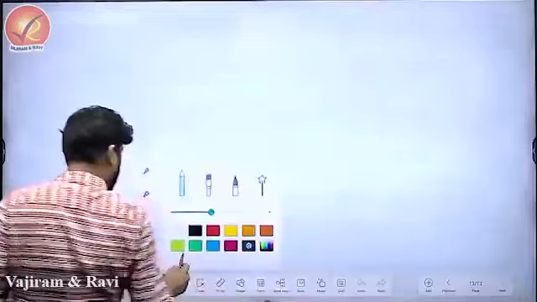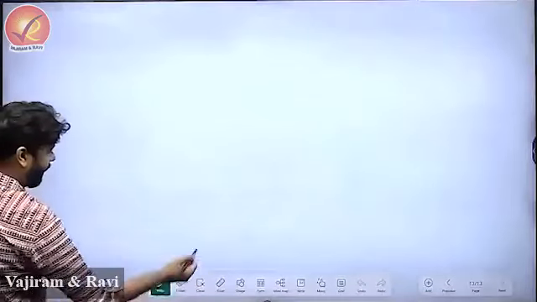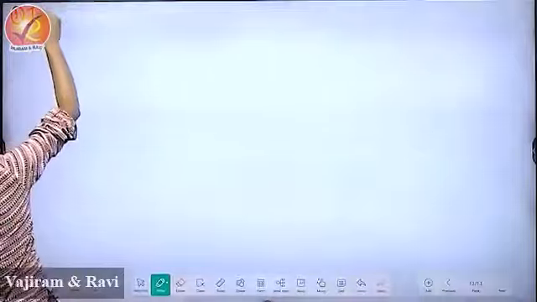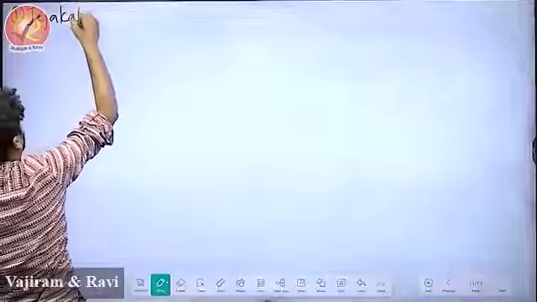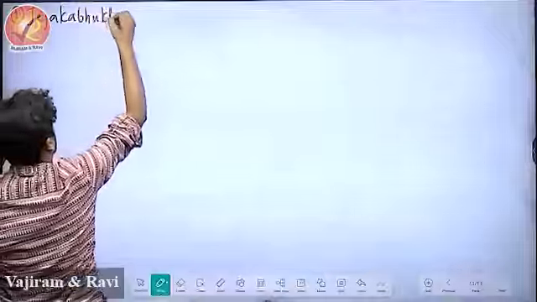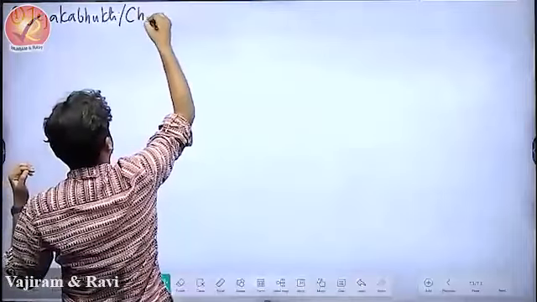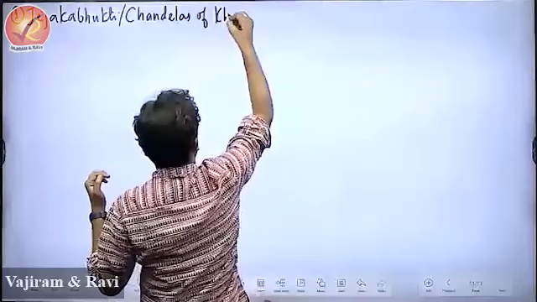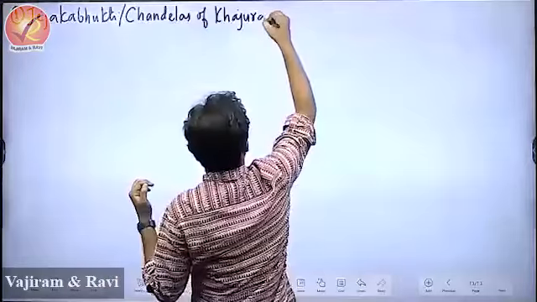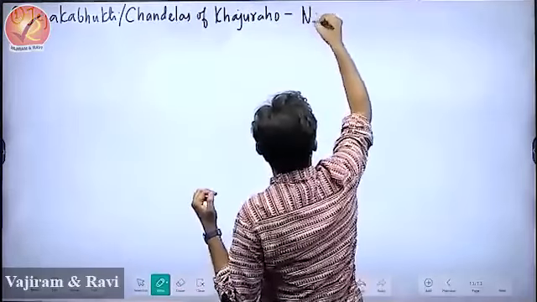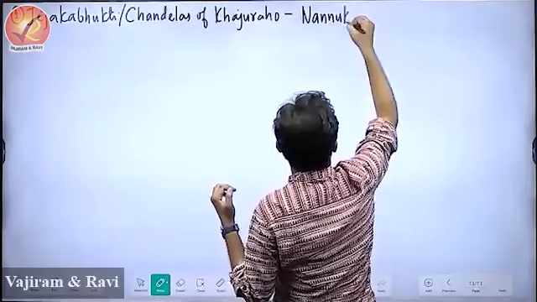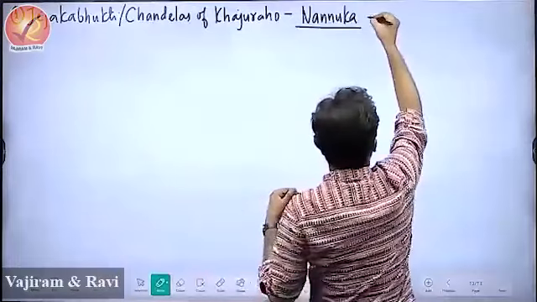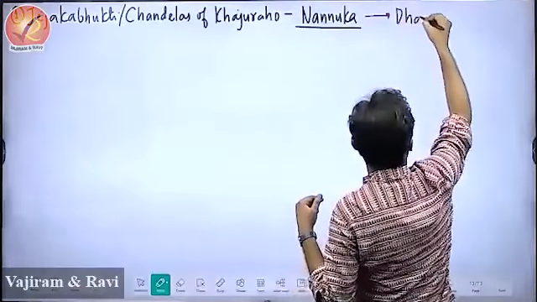Okay. The list. Let's do it. It's a small list. Let's finish it off. Number 1. There was a family called the Jajaka Bhuktis. They thought this is the right time. And they called themselves Chandelas. Chandelas of Khajuraho. Now there is a person, his name is Nanuk. He says, I am the founder. But historians say you are lying. For historians, the real founder is Dhanga.